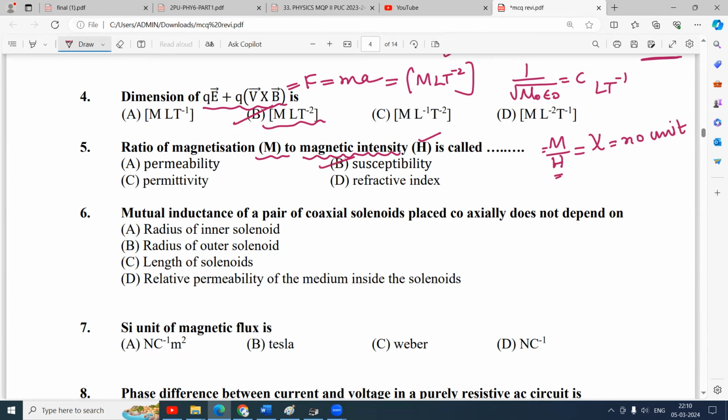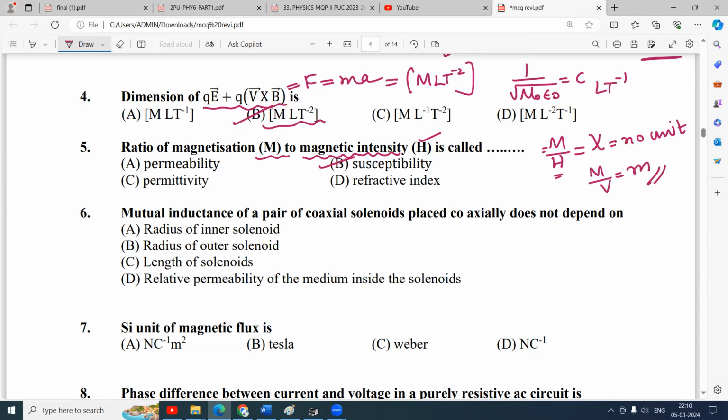In the same way, you have many formulas there. For example, magnetic moment per unit volume is called magnetization, M.